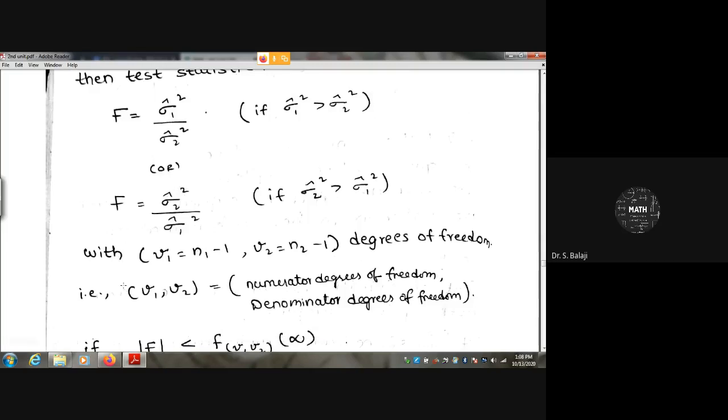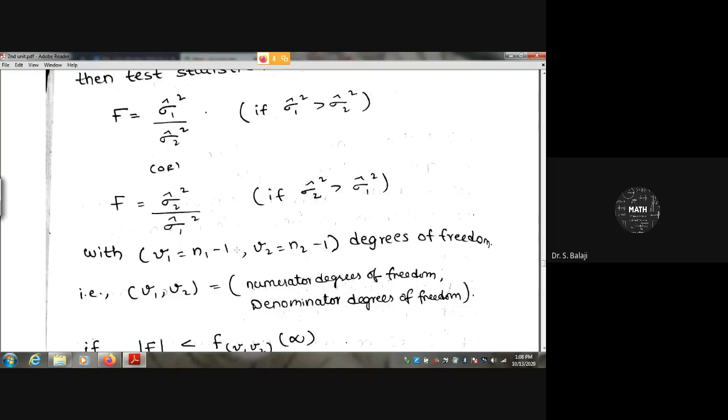With V1, V2 degrees of freedom you have to calculate here. One is V1, and V1 is N1 minus 1 if sigma 1 is in the numerator. Suppose sigma 2 is in the numerator, in that case V1 is N2 minus 1. It depends upon which one is in the numerator. You have to take that one as the first degree of freedom, and the second is the denominator degrees of freedom.